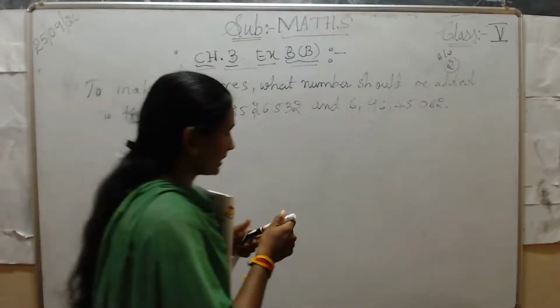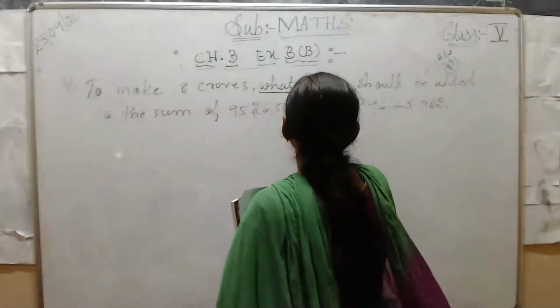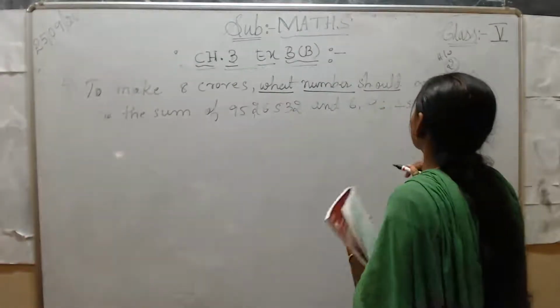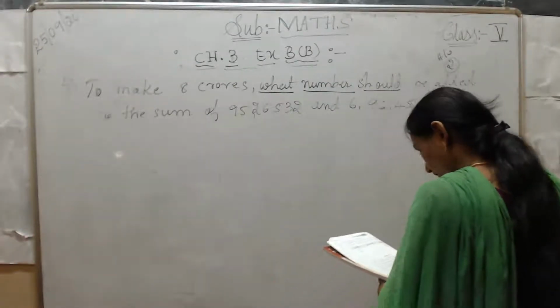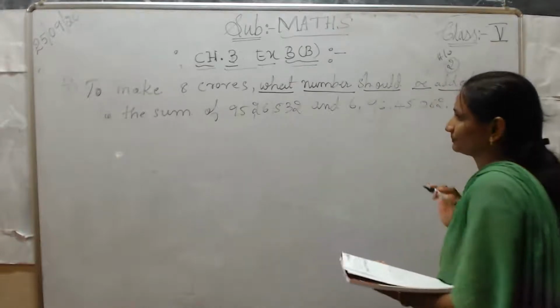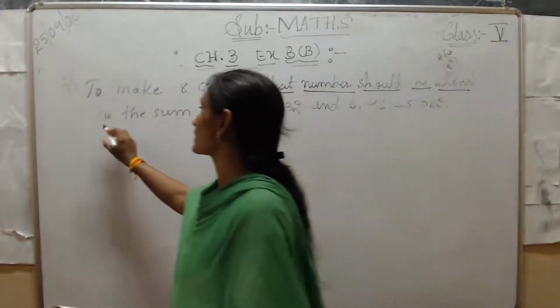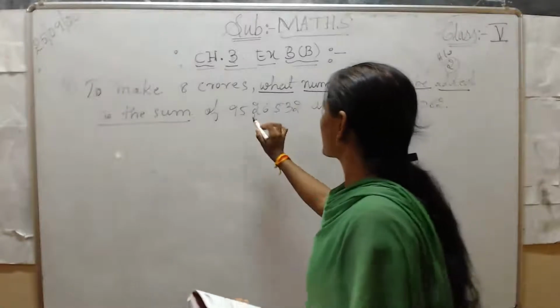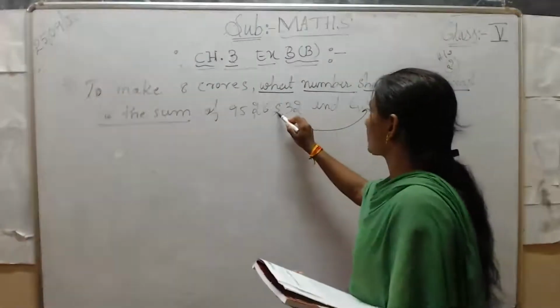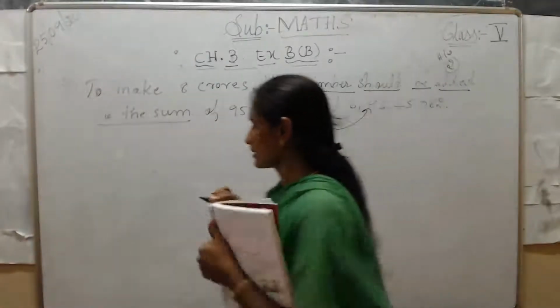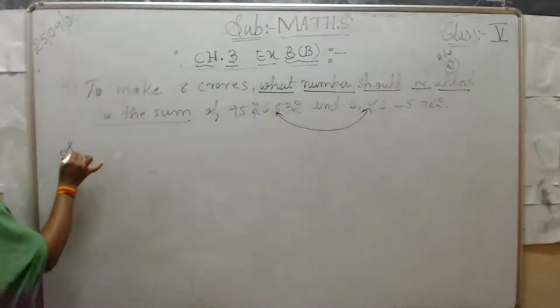So what number? Yes, okay, students. What number should be added to the sum, especially given these two numbers? First you have the two numbers. Yes. So first you have to write the solution.